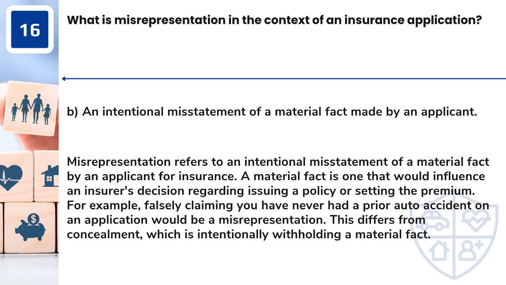Answer: B. An intentional misstatement of a material fact made by an applicant. Misrepresentation refers to an intentional misstatement of a material fact by an applicant for insurance. A material fact is one that would influence an insurer's decision regarding issuing a policy or setting the premium. For example, falsely claiming you have never had a prior auto accident on an application would be a misrepresentation. This differs from concealment, which is intentionally withholding a material fact.